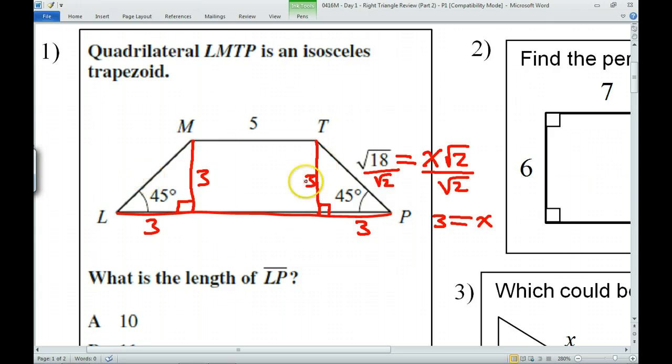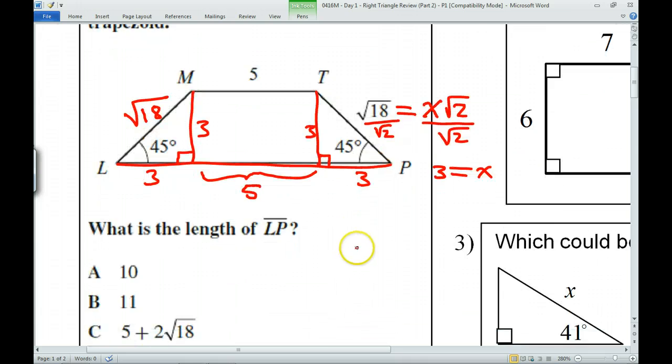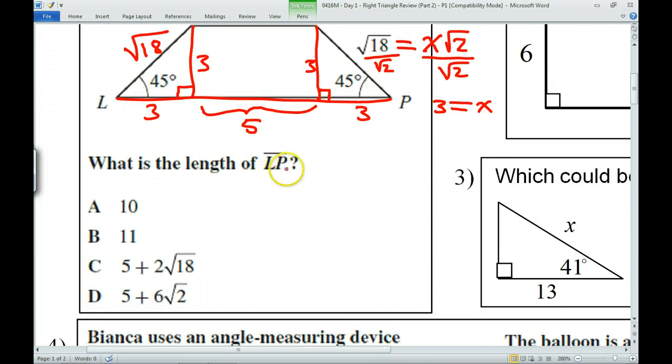By the way, over here we have an isosceles trapezoid, so if this is radical 18, that means this is going to be radical 18. What's going to be the length of this little piece right here? Well, that is going to be 5, because it's across from MT, which is 5. Let's not lose sight of what we're supposed to find. We're supposed to find LP. I think we have enough information to say what LP is right now. That's right, 3 plus 5 plus 3, that's 11. So the answer to number 1 should have been B.